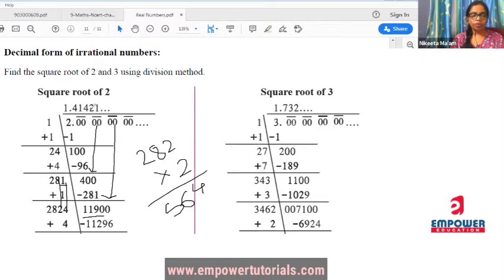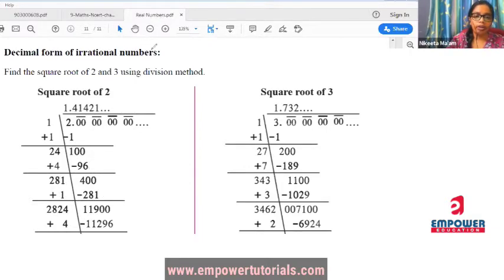So what you will get is the decimal form of root 2, which is non-terminating and non-recurring. So you will get n numbers after this. If you proceed with this division, there is no end to this division, since you are getting a non-terminating and non-recurring number. So I hope you have understood how to find the decimal form of any irrational number.